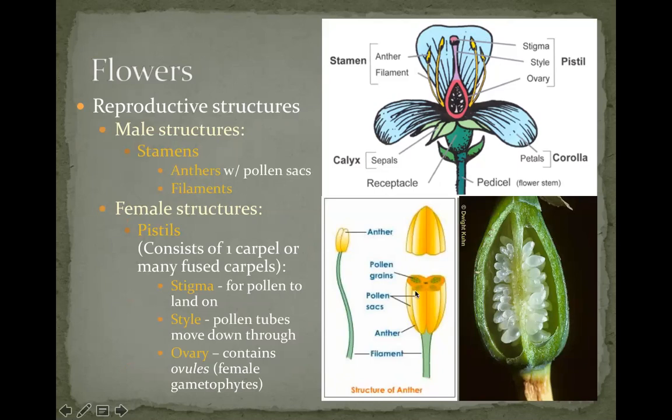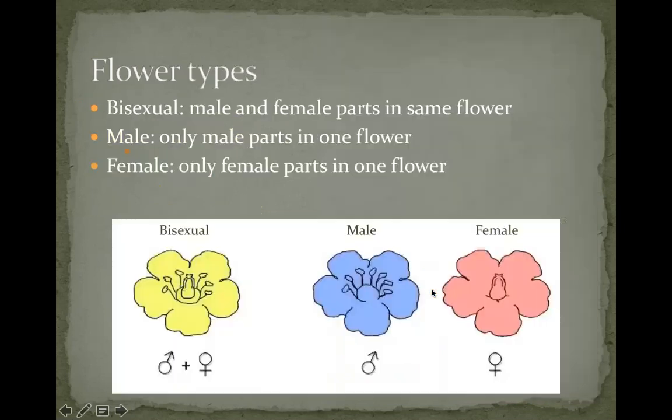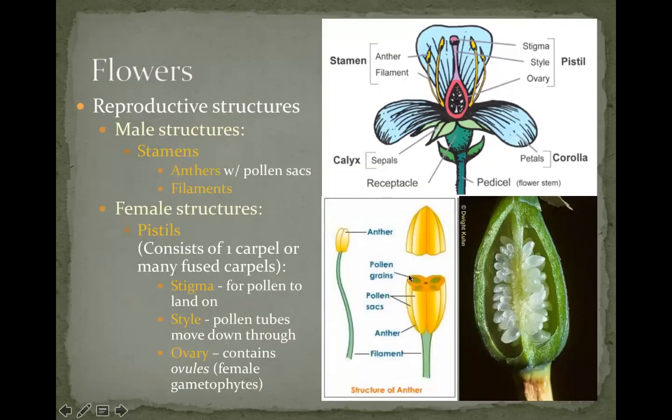Looking at this diagram again, here's the anther at the top, and then here's your filament. The anther is made up of individual pollen sacs. Usually there are going to be 4 pollen sacs. And within these individual pollen sacs is where all the pollen grains are going to be housed.